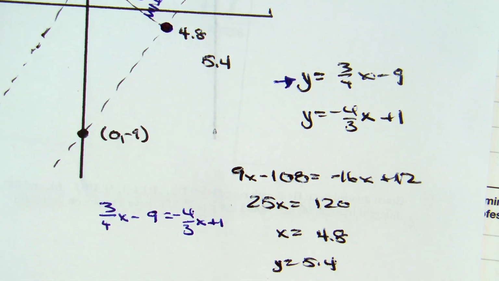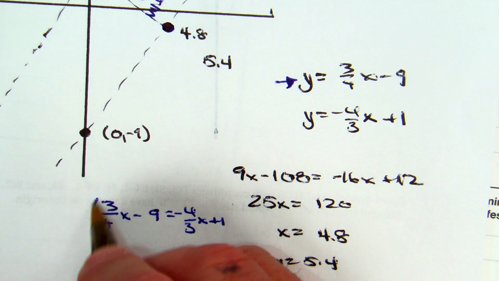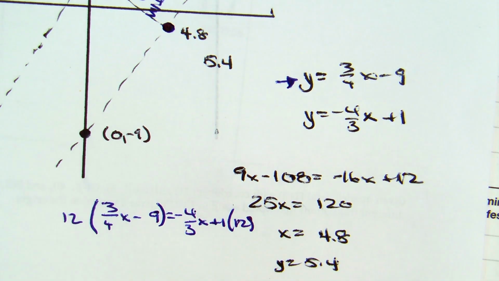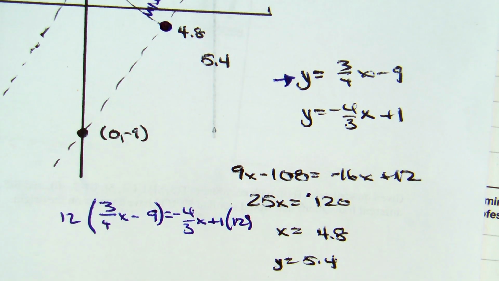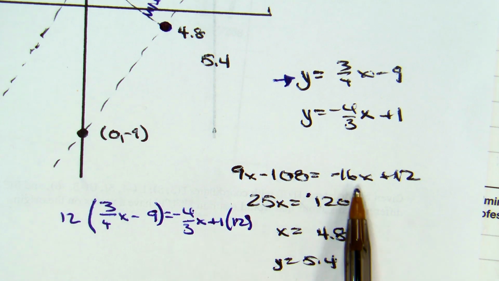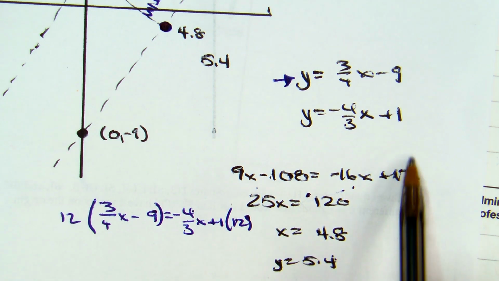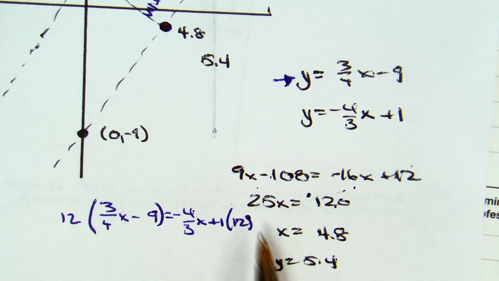What's 4 times 3? 12. So to get rid of the fractions, I multiply both sides by 12. Make sense? So multiplying that by 12 and that by 12. That's the result. 9x minus 108 equals negative 16x plus 12. Everybody good with that? I'm then going to solve it for x. I bring the negative 16 over. I get 25x. The negative 108 over, I get 120. Divide by 25, I get x equals 4.8.